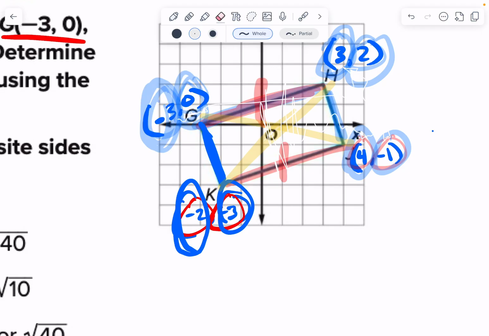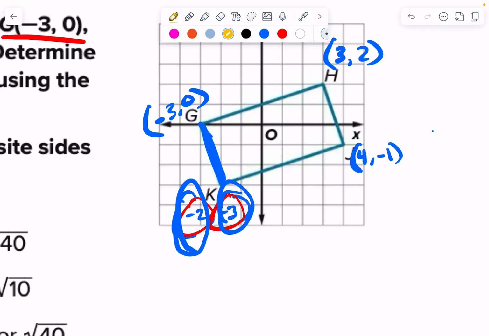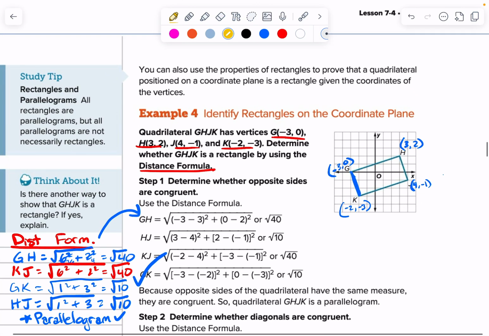Oh, come on. There we go. And one more. I got this one and that one. Okay, all right. Now we're doing diagonals. I'm going to do those in yellow.